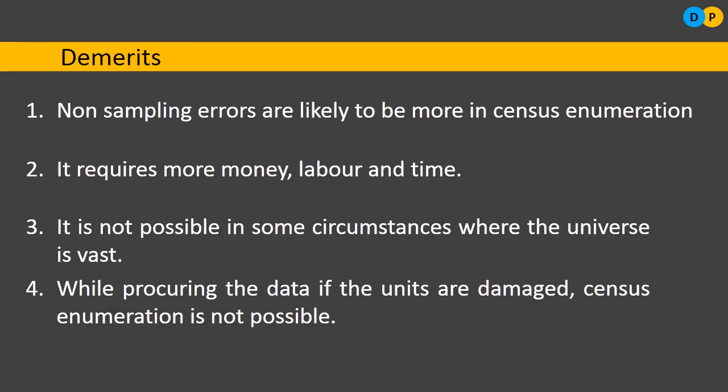Okay, so census enumeration means you need to collect data from each and every unit. Let us say that we are checking quality control, whether the quality of a particular product is good or not. In order to check it, we need to work on that particular product. Let us say we are checking the quality of crackers, and there is a population of around 100 crackers. If you test each and every cracker, then you are left with nothing. So, while procuring the data, if the units are damaged, then census enumeration is not possible. Okay, so this is the demerit.